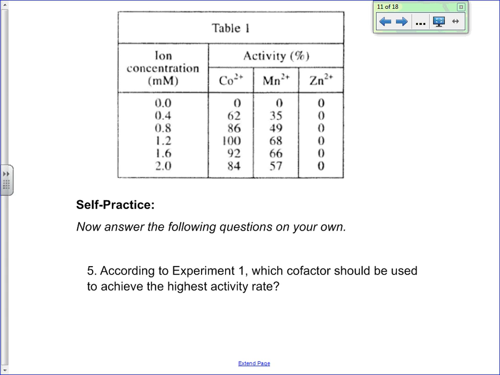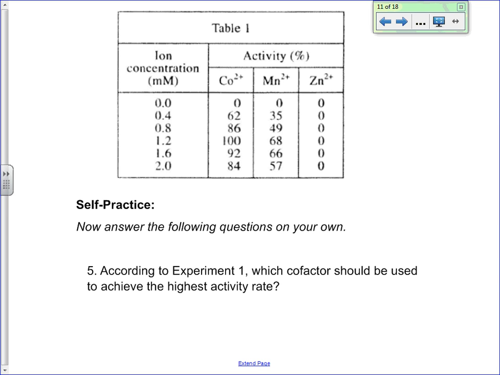All right, so let's get started on this one right here that's up on the board. According to experiment 1, which cofactor should be used to achieve the highest activity rate? First off, what is the question asking us for? Like which our answer should be a what? A number, a temperature, a symbol, letters. What should it be? A cofactor.